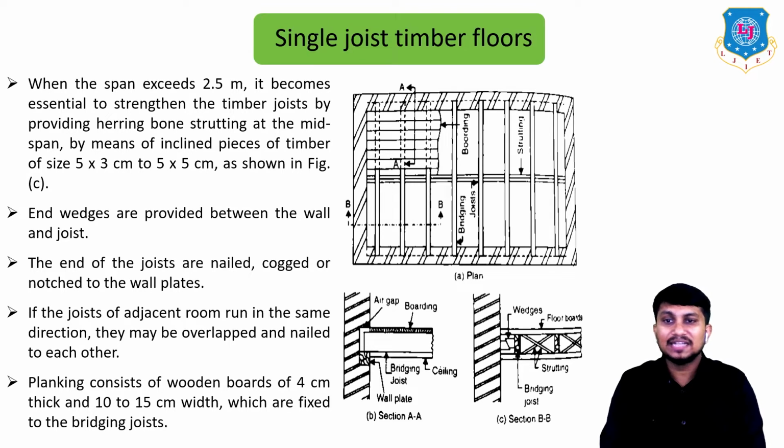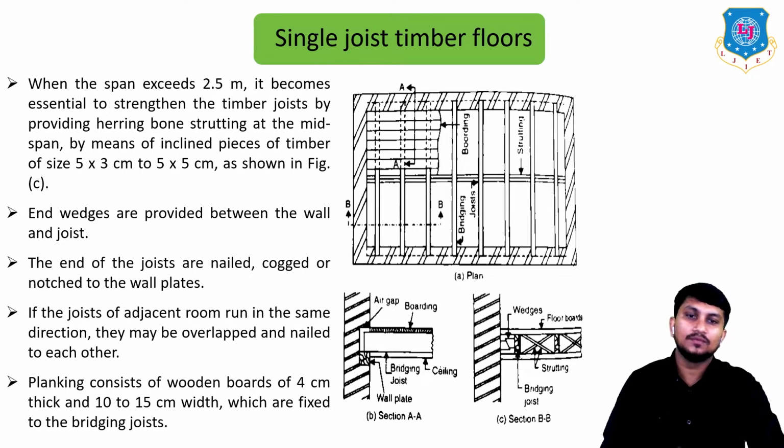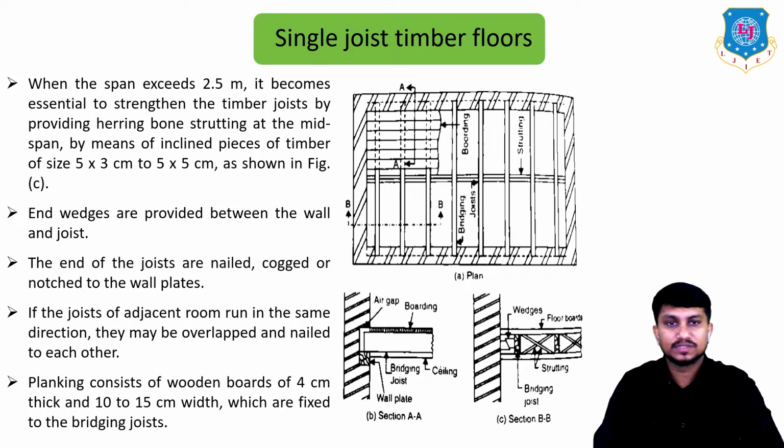If the joists of adjacent rooms run in the same direction, they may be overlapped and nailed to each other. Planking consists of wooden boards of 4 centimeter thick and 10 to 15 centimeter width, which are fixed to the bridging joist. These are the various sections of the single joist timber floors.